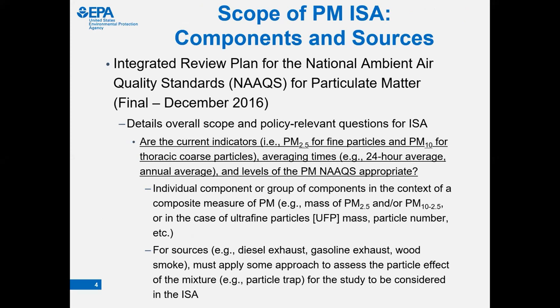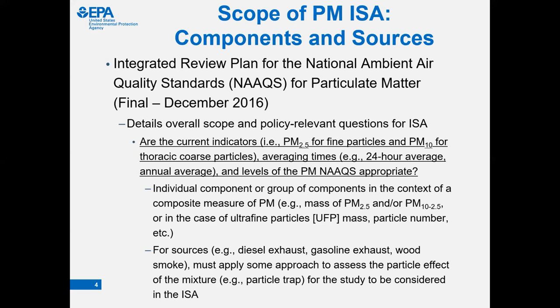And so in the process of thinking about this ongoing review of the particulate matter national ambient air quality standard, in the initial stages, we developed an integrated review plan with the Office of Air Quality Planning and Standards. Within there, we outlined some of the policy-relevant questions that we think are important to address, both in the ISA as well as the subsequent policy documents. One of those pertains to assessing the evidence as to whether the current mass-based indicator is adequate. So for the context of the ISA, we posed two scoping questions that we considered in the process of evaluating the evidence.